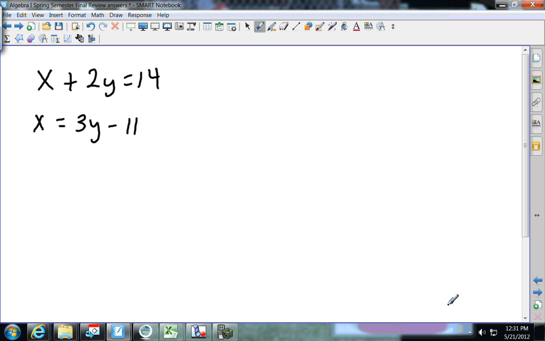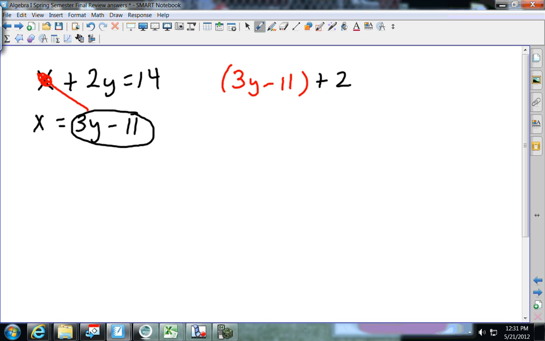Okay, again, the first thing I look for is one of my equations written in x equals or y equals. Yes, I have x equals right here. So I'm going to take what x equals, and I'm going to substitute it in here for x. So I'm going to rewrite this top equation. I'm going to have 3y minus 11, and then write the rest of the equation. Plus 2y equals 14.